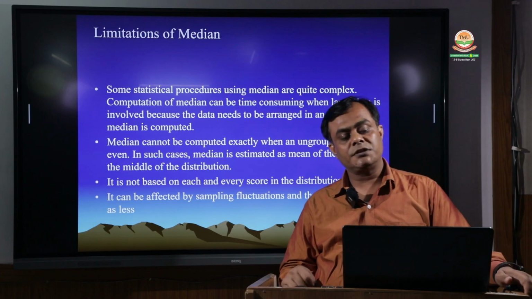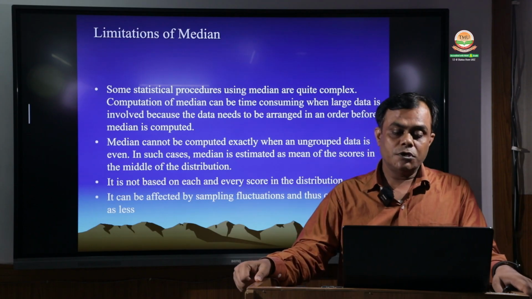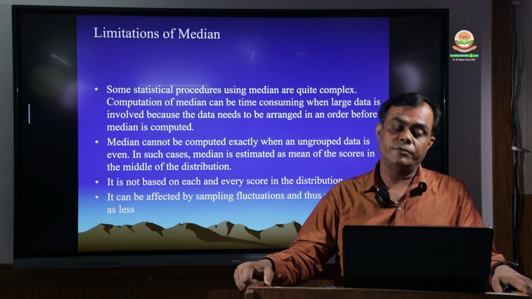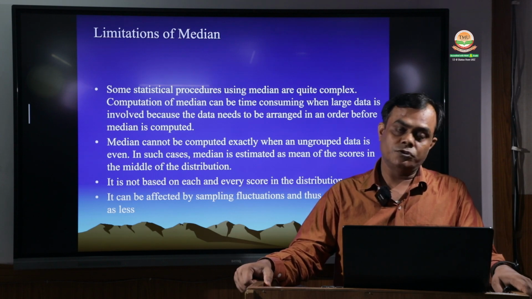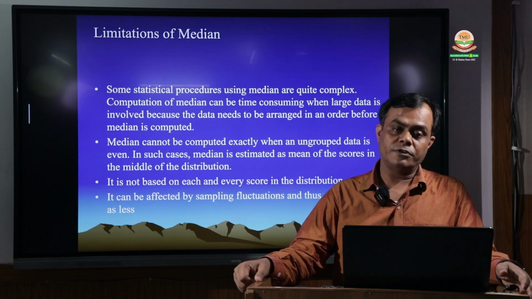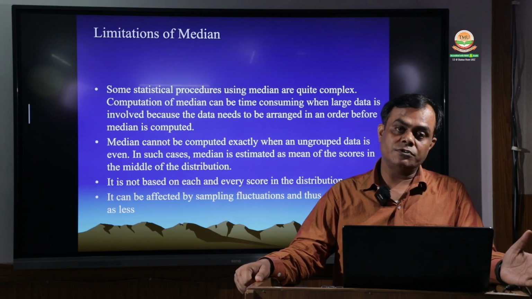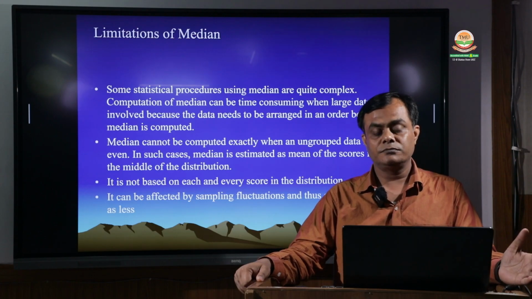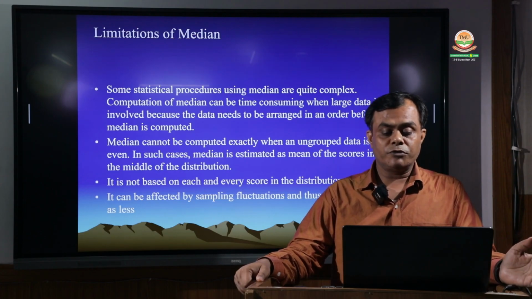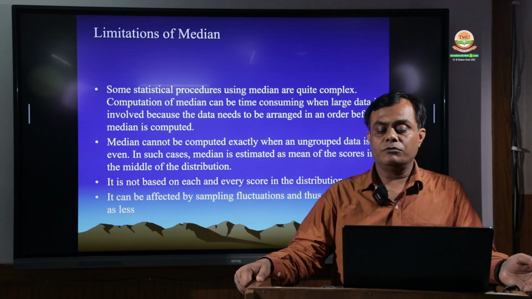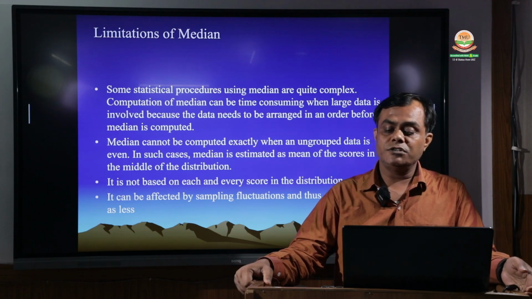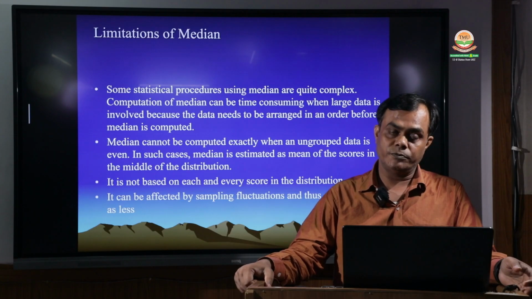The median also has certain limitations, like the mean. Some statistical procedures using the median are quite complex. So simply, there are some statistical processes where calculating the median is a very complex situation. The computation of the median can be time consuming when large data is involved, because the data need to be arranged in order before the median is computed.